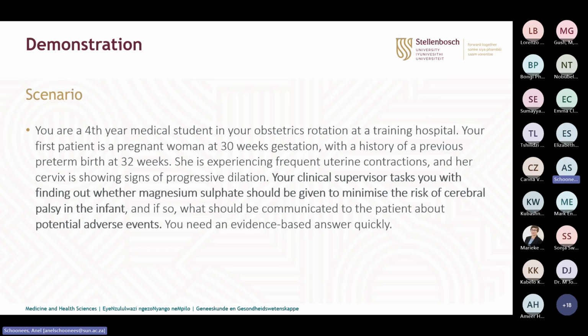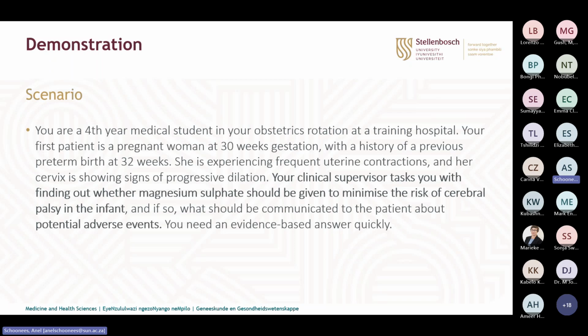So let's say you are a fourth-year medical student in your obstetrics rotation at a training hospital. Your first patient is pregnant. She is at 30 weeks gestation with a history of previous preterm birth at 32 weeks. She's experiencing frequent contractions and the cervix is showing signs of progressive dilation.